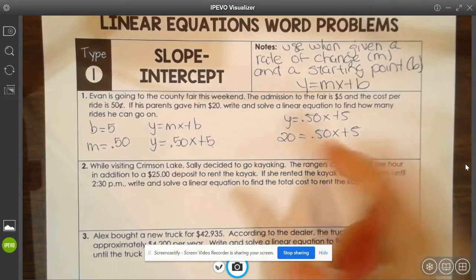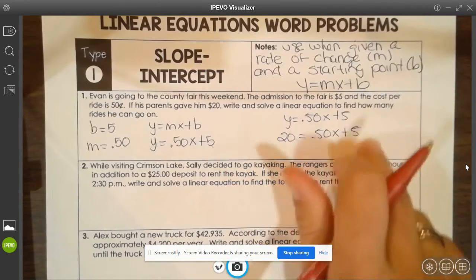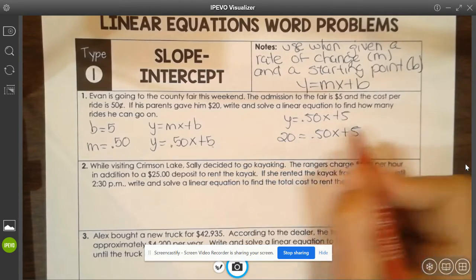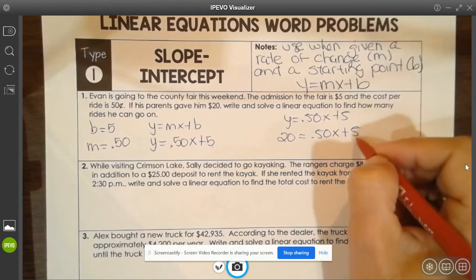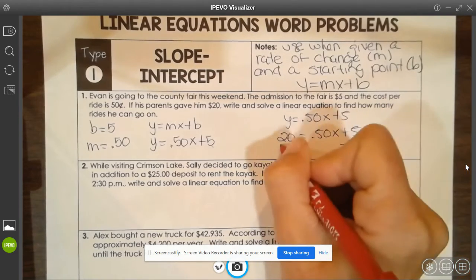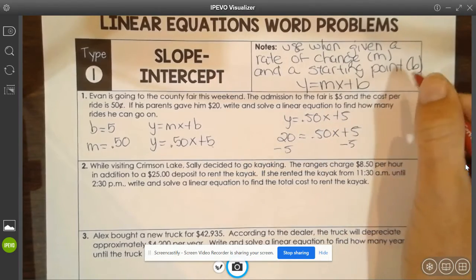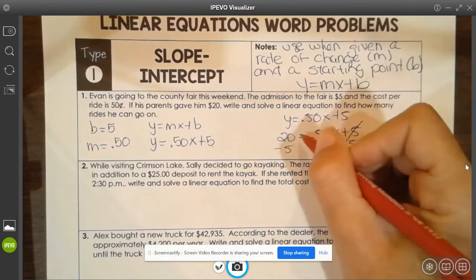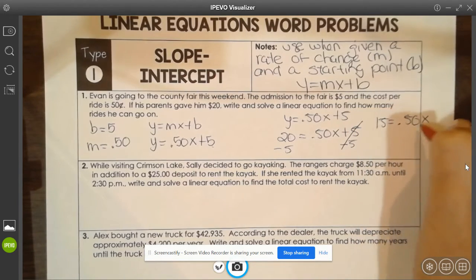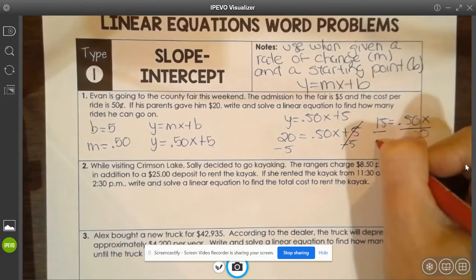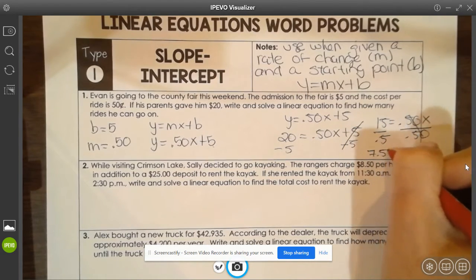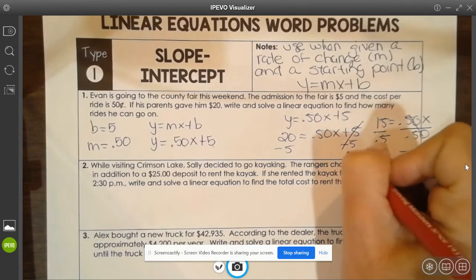The way we solve this, we are going to solve for x by shuffling things around. We're going to get rid of this 5 and combine like terms over here. So minus 5, this goes away and you have here 15. So 15 equals 0.50x, and then you divide by 0.50. That goes away, and then x equals 7.5. 7.5 what? Well, we're looking for rides, so rides.